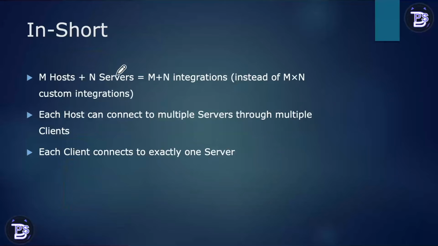So the MCP solves the problem of m into n by turning it into m plus n. Each host can be connecting to multiple sources through clients, and each client is going to connect with exactly one server. So one host, one client, and a host can be connected with multiple external sources.